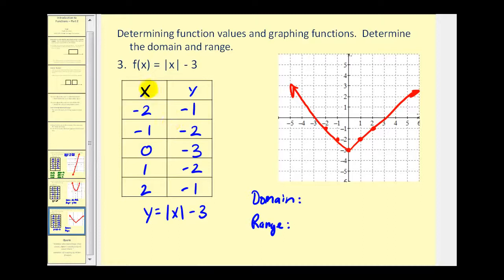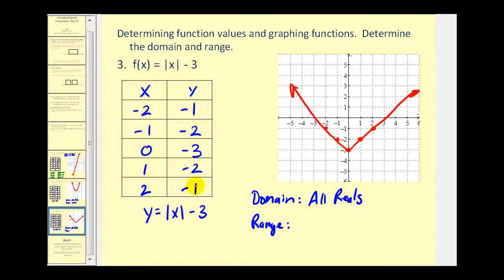Again, remember the domain is the set of all x values for this function. And again, we can select any real number for the value of x. So the domain would be all reals. Graphically, remember the x-axis is the horizontal axis moving left and right, and this function does move right forever and left forever, indicating the domain is all reals.